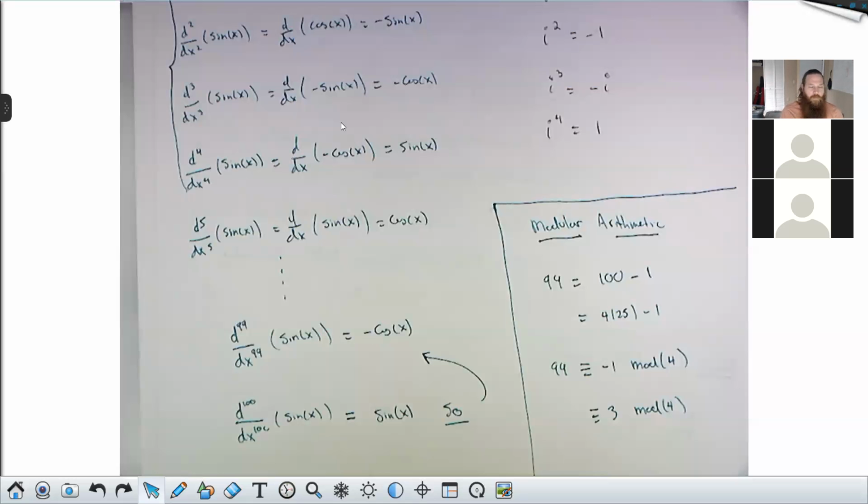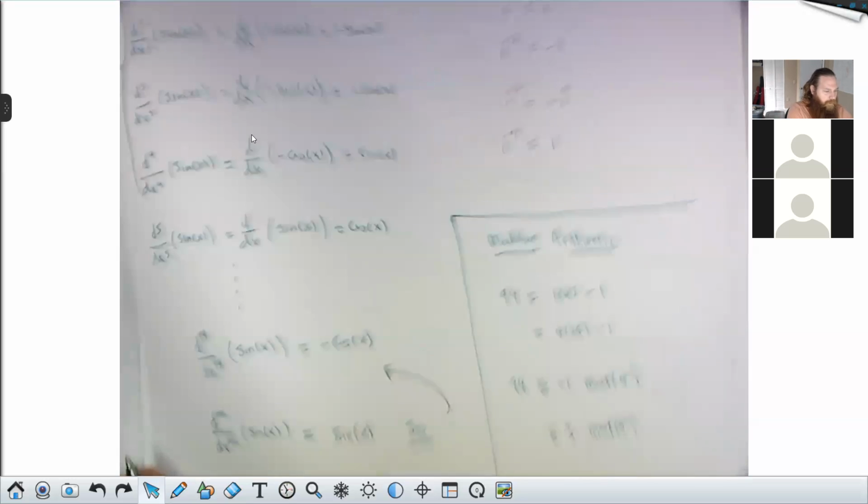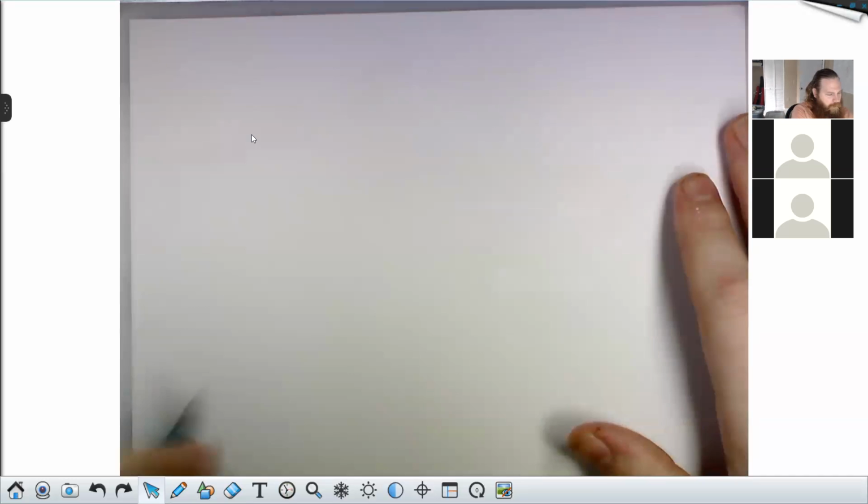All right, so we found the 99th derivative of sine. The 99th derivative of sine is negative cosine, because 99 is congruent to 3 mod 4. And that means we're in the third row of this 4-row cycle. The other one's a little harder. I want to find the 35th derivative of x sine x. It's harder because there's a product rule here.